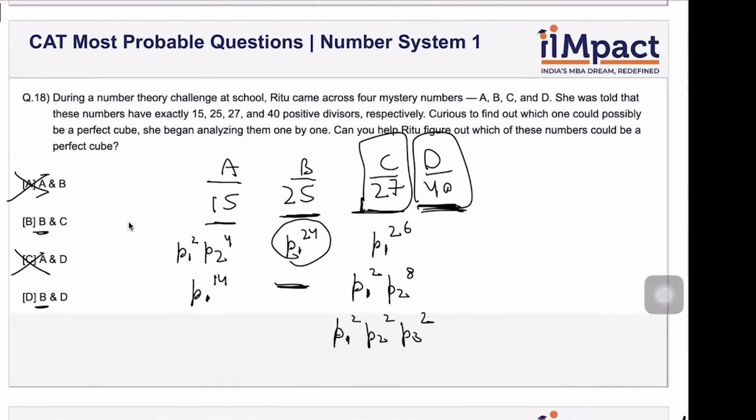So this will give you 3 into 3 into 3 factors. I don't think there are other iterations possible and none of these are perfect cubes. So C is also not possible, which means option number D will be our answer.